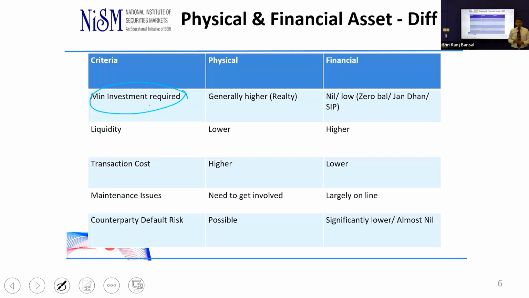If you have to buy a property, probably even in tier 3, 4 towns, you don't get anything for less than 5 lakh. Maybe at best 2 lakh, 3 lakh is what you'll get, a small house, a small piece of land, and things like that. For some people, even that 2 lakh or 5 lakh could be quite high.